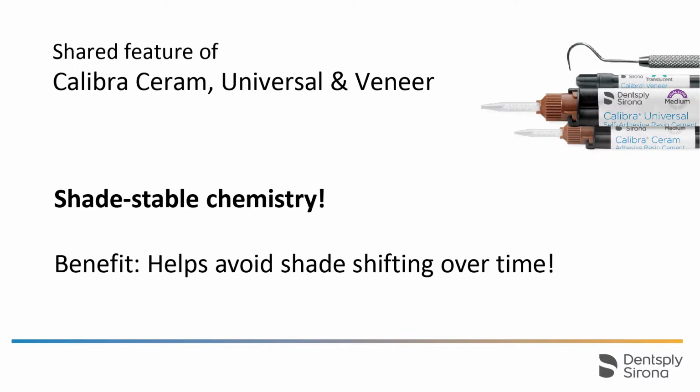Common to all 3 resin cements is shade-stable chemistry that contains no typical benzoyl peroxide amine initiating system, which would cause yellowing over time. This virtually eliminates shade shifts of the Calibra cement on aging.